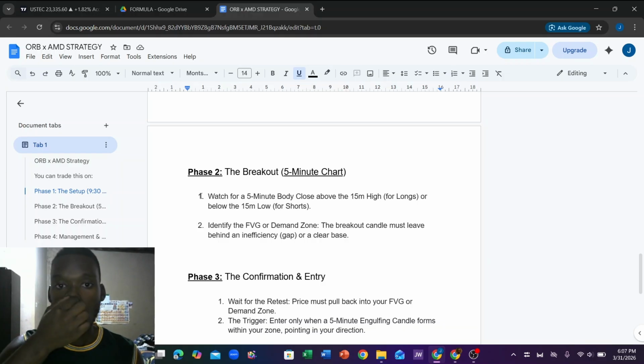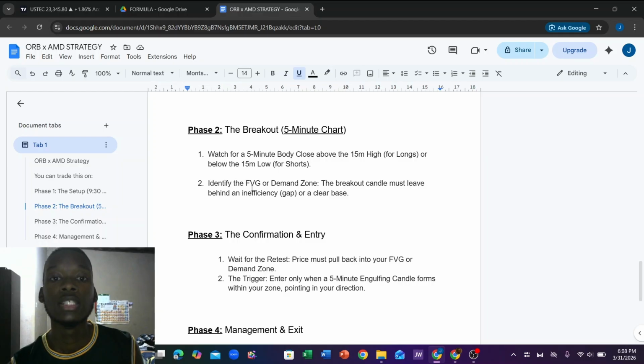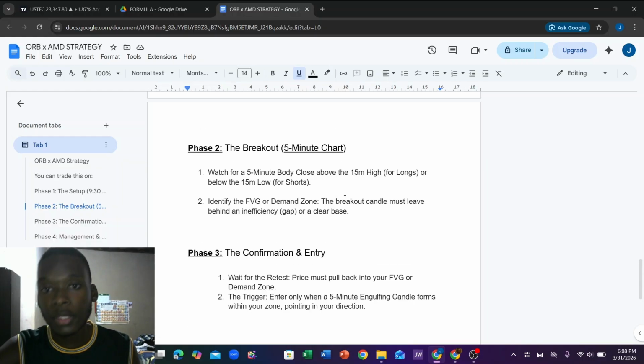Number 1, watch for a 5-minute body close above the 15-minute high for longs or below the 15-minute low for shorts. Number 2, identify the fair value gap or demand zone. The breakout candle must leave behind an inefficiency gap or a clear base.